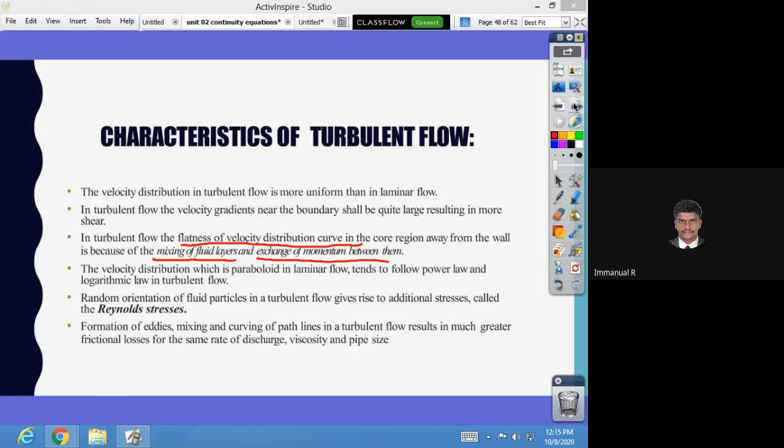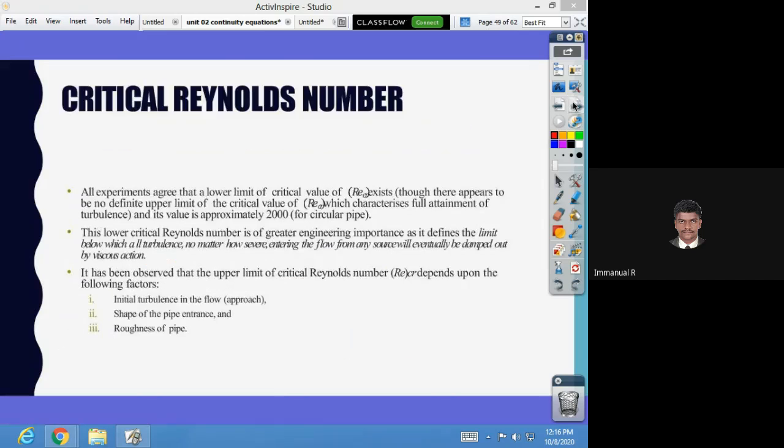The velocity distribution, which is paraboloid in laminar flow, tends to follow a power law and logarithmic law in turbulent flow. Random orientation of fluid particles in turbulent flow gives rise to additional stresses called Reynolds stresses. Formation of eddies, mixing and curving of path lines in turbulent flow results in much greater frictional losses. So friction losses will be more for the same rate of discharge, viscosity, and pipe size. That's all about laminar and turbulent flow.